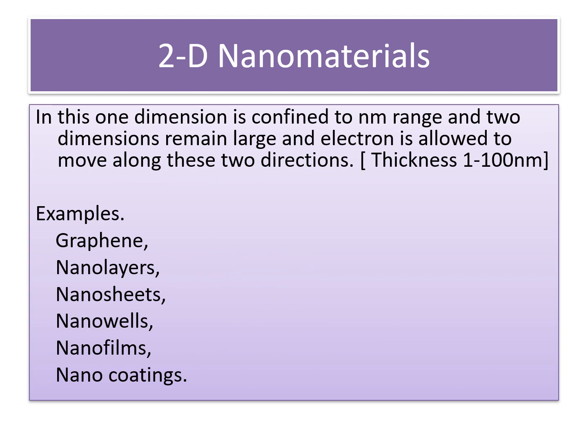Then two-dimensional. In this case, one dimension is confined, restricted to less than 100 nanometers, and two dimensions remain large. So in this case the electrons are allowed to move along two directions. Examples: graphene, nanolayers, nanosheets, nanowells, nanofilms, and nanocoatings.